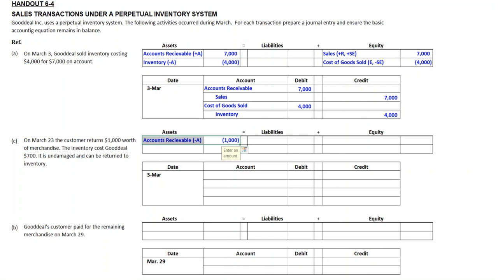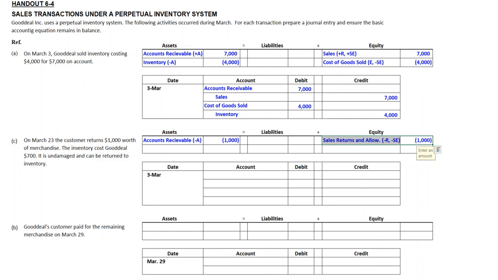And of course, we need to record a reduction in sales. But rather than recording a direct reduction in sales, we're going to use a contra account called sales returns and allowances. And as we record a sales returns and allowance, that will reduce sales and reduce stockholders' equity.